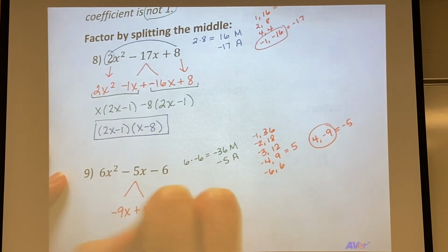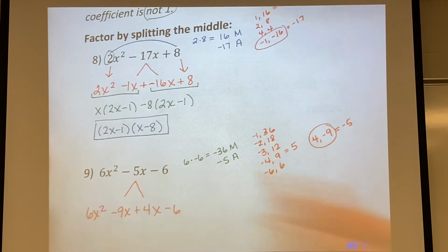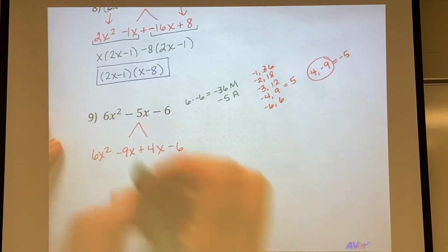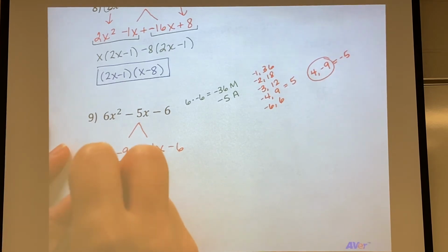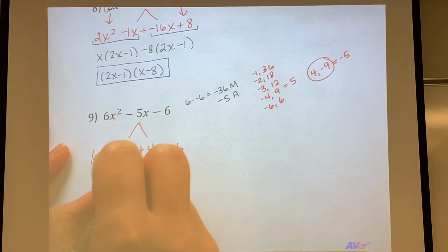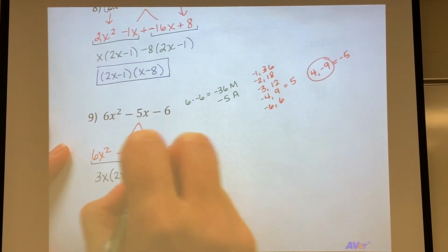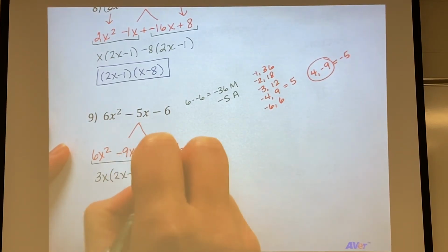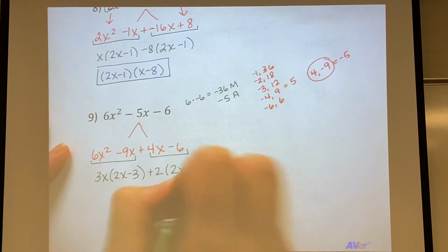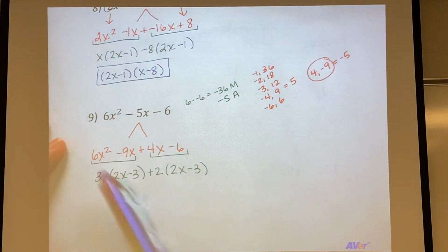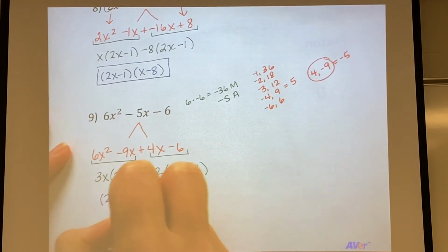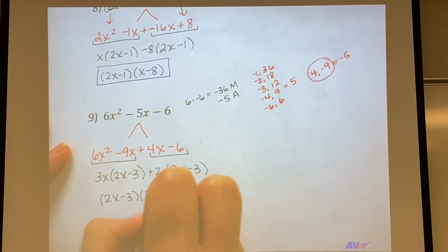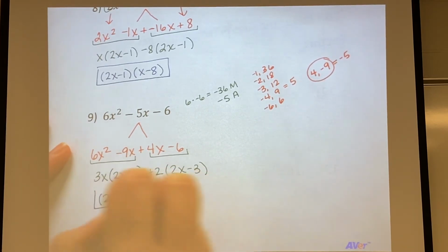Drop down the last term, drop down the first term, and now we have 4 terms that we can use to factor by grouping. So group the first two together, common 3x, that's our GCF. 2x minus 3 remains. In the next two, we have a GCF of 2 with a 2x minus 3 left over. 2x minus 3 is the same in both, so we can factor that out. And we have 3x plus 2 as our second binomial.